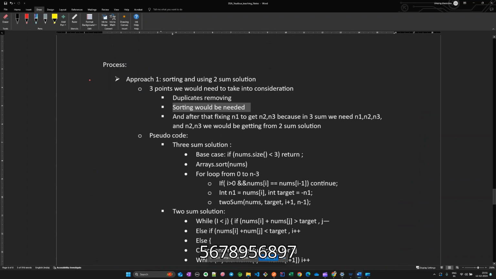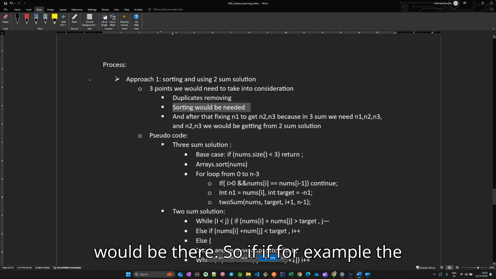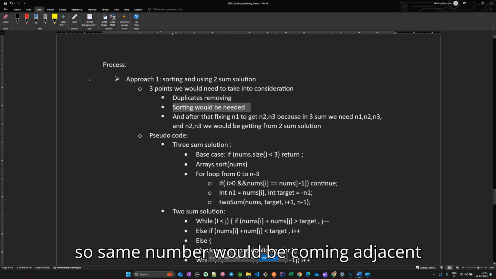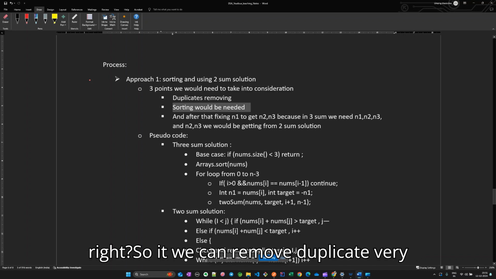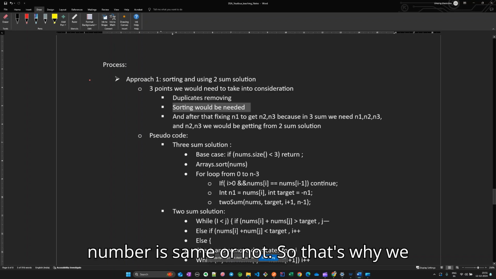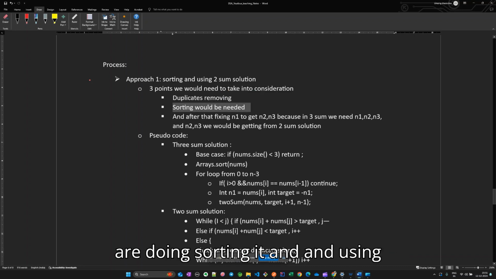Because if I sort 5 6 8 9 7, then 5 6 7 8 9 would be there. For example, if the list is 5 6 8 8 9 9 3, it would be sorted like 3 5 6 8 8 9 9. So the same numbers come adjacent, right? We can remove duplicates very easily by checking whether the number just before is the same or not. That's why we are doing sorting here.